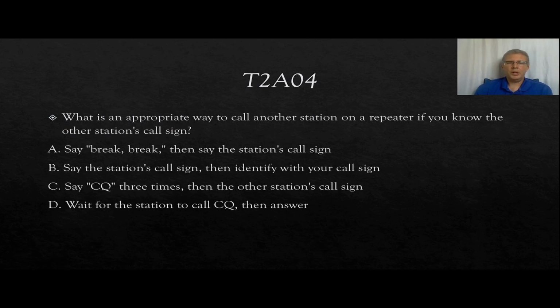Question 4. What is an appropriate way to call another station on a repeater if you know the other station's call sign? A, say break break, then say the station's call sign. B, say the station's call sign, then identify with your call sign. C, say CQ 3 times, then the other station's call sign. D, wait for the station to call CQ, then answer. And the correct answer is B, say the station's call sign, then identify with your call sign.